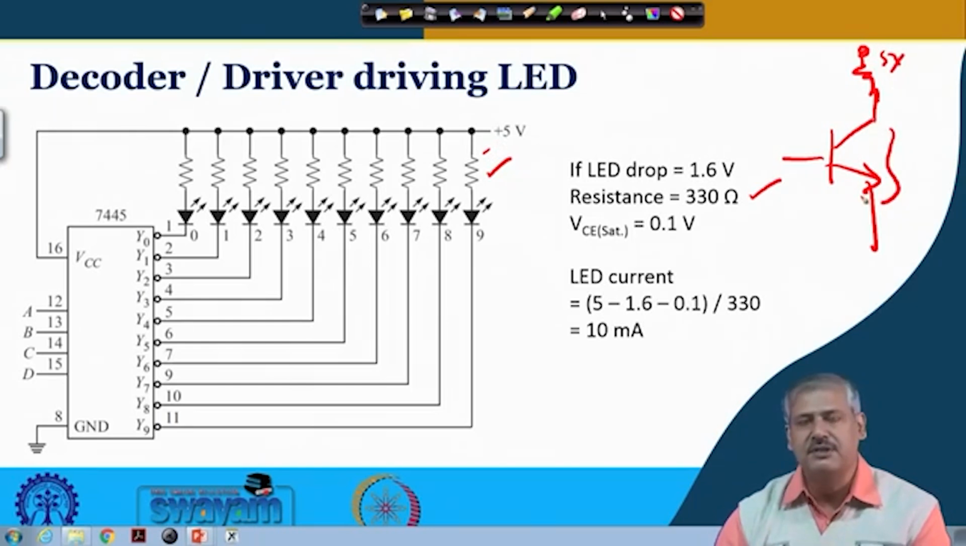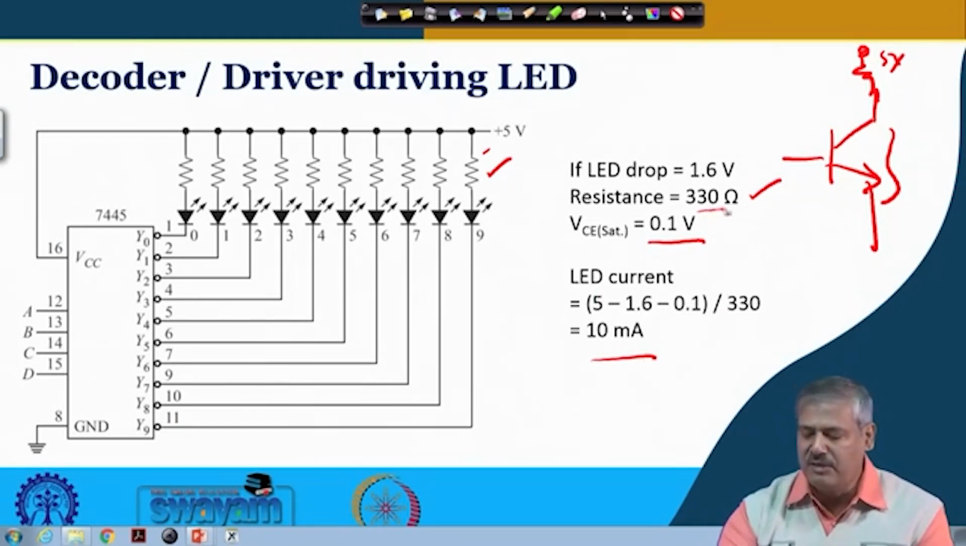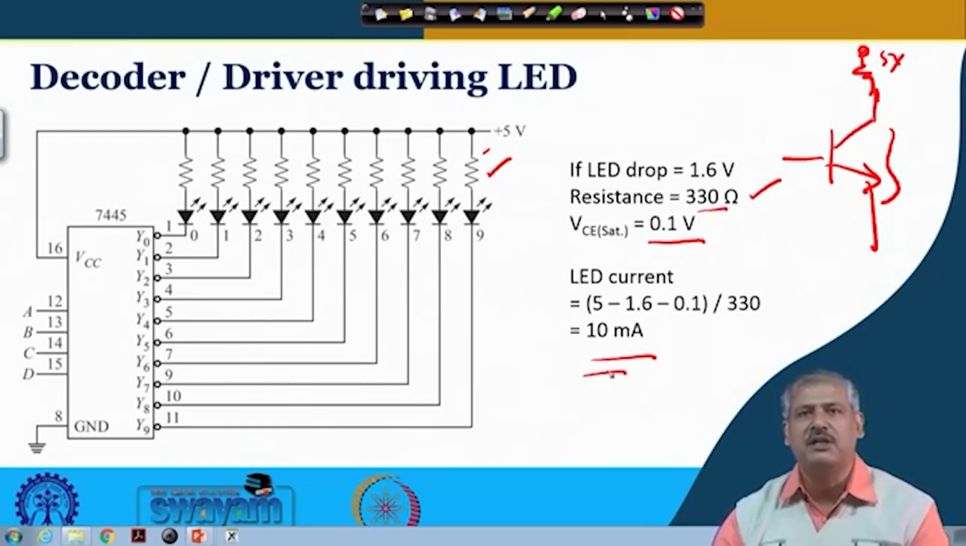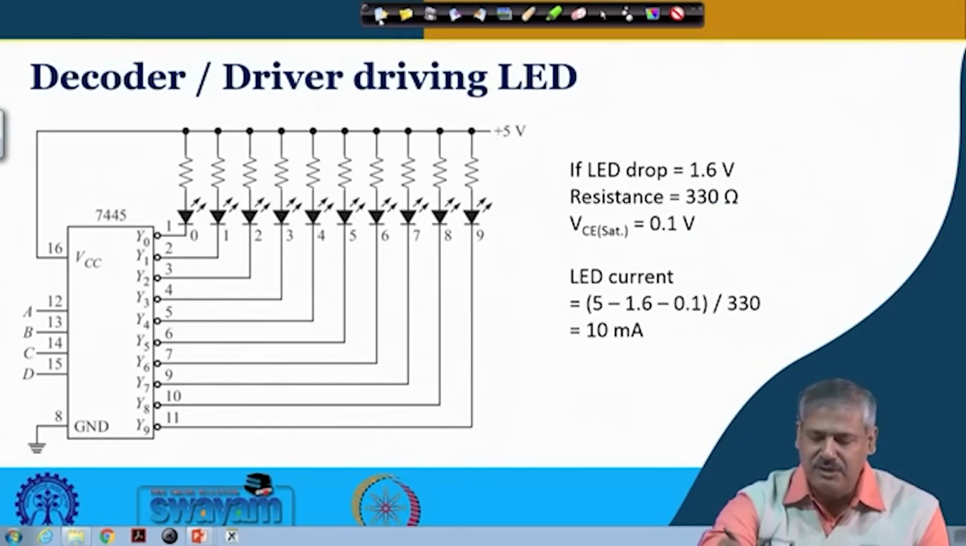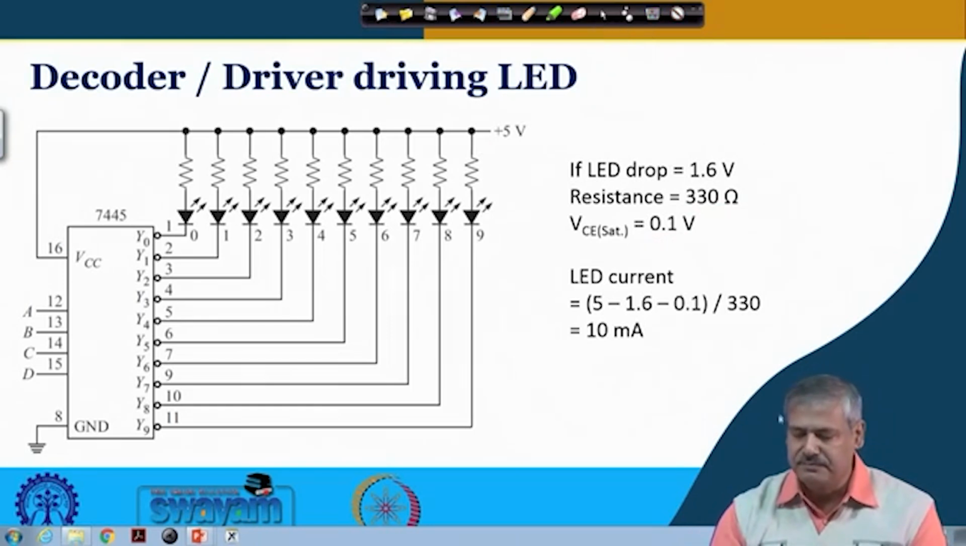So, this is in saturation. If we consider the saturation voltage is 0.1 volt, then the LED current here is 10 milliampere. Okay. So, this is the way we can calculate. For any other value of the resistance, another current will flow, so the LED will be brighter or a little less bright, clear. We can do a simple calculation around it.